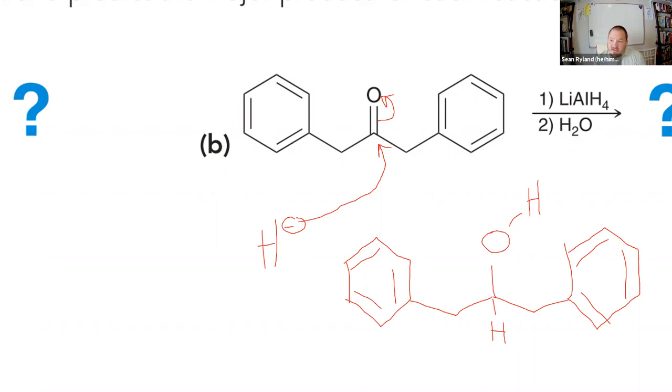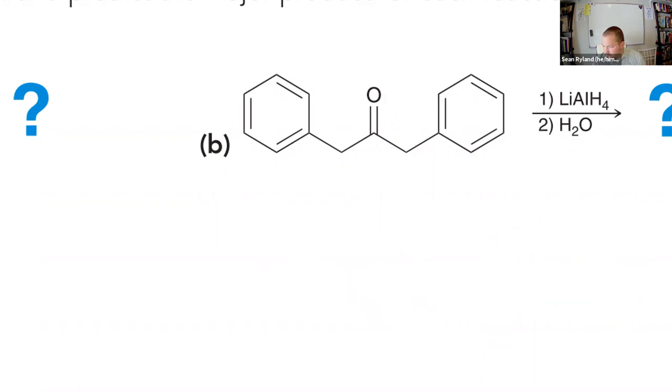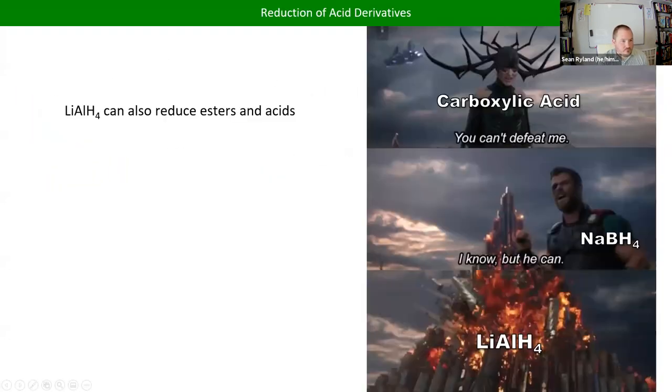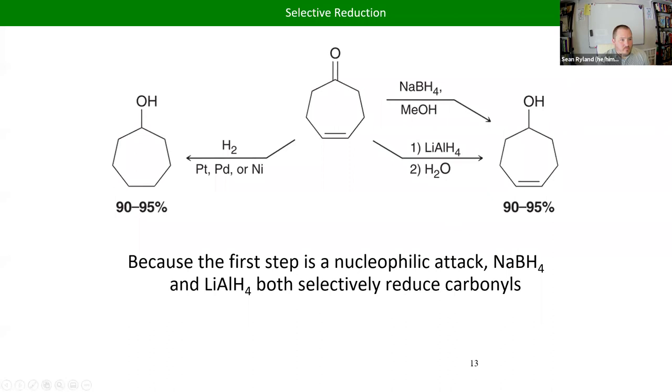And so for aldehydes and ketones, the mechanism and the products look the same regardless of whether you're using lithium aluminum hydride or sodium borohydride. They're going to be the exact same steps. So going back to this cheat sheet, we're going to selectively hydrogenate just the carbonyl.